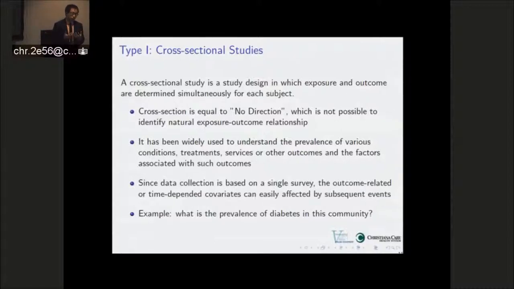There are some issues in this cross-sectional study. The important one is that since the data collection is based on a single survey, the outcome related or time dependent queries can easily be affected by subsequent events. Which means if you do a cross-sectional study at this time point, you may have a different result compared with the same cross-sectional study at another time point. Some variables could be affected by the time dependent queries.